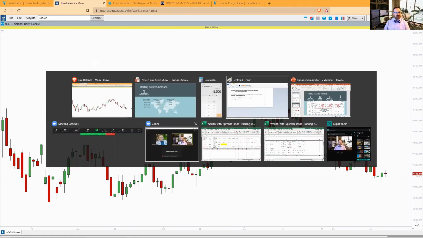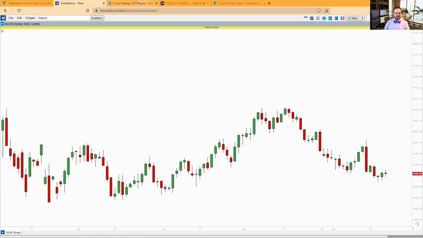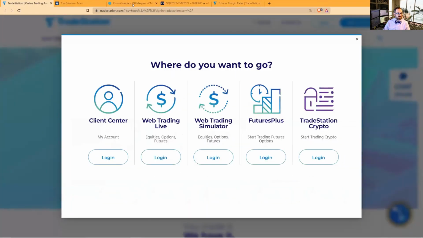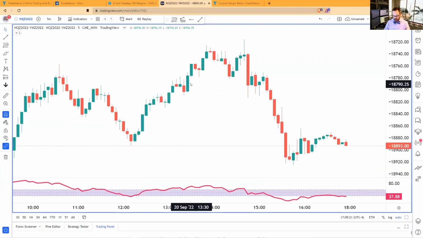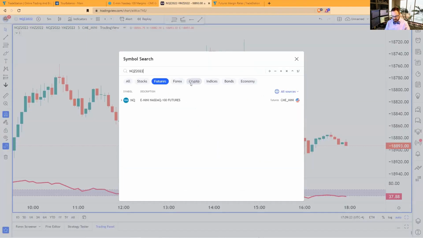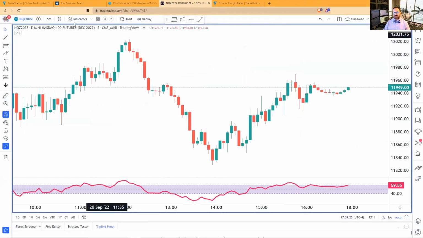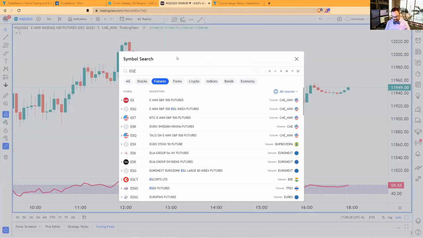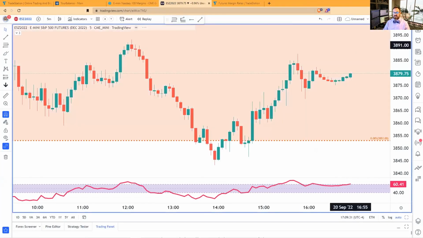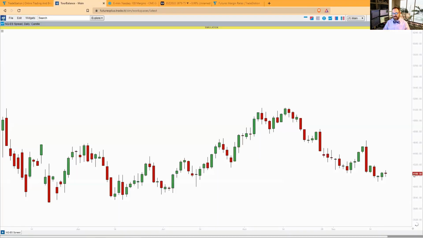Now, if I were to go back and look at NQZ 2022, it's currently trading at 11,949. If we take a look at the ES, that is trading at 3879. So if you subtract that 3879 from 11,949, you'll notice it is not that price, 4,100 or so. So why is it not that price? Well, because when we're using spreads, we need to do something a little different. We need to use what's called notional value for the securities.